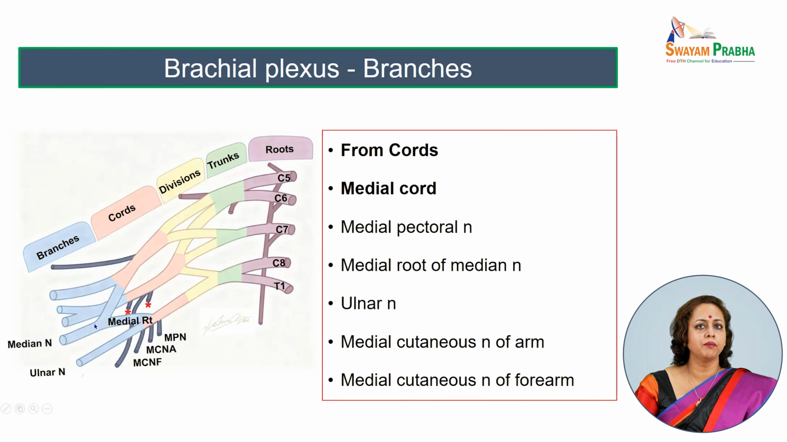Next, we look at branches from the medial cord. So, this is the medial cord. It gives off medial pectoral nerve, also supplying pectoral muscles, medial cutaneous nerve of arm, medial cutaneous nerve of forearm, and a medial root for the median nerve. And a very important branch is the continuation as ulnar nerve. I think median nerve, ulnar nerve, these are familiar nerves. They go to supply the important muscles of the forearm and hand, and they also have cutaneous supply.